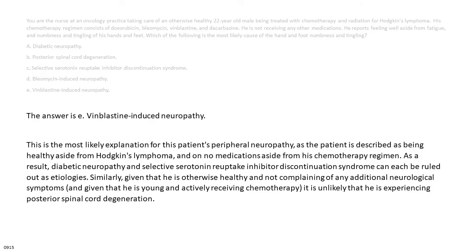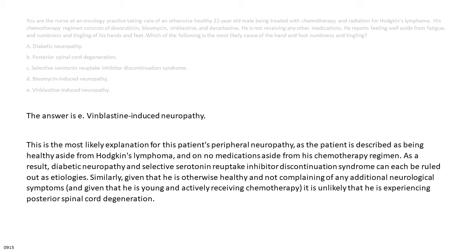The answer is E. Vinblastine-induced neuropathy. This is the most likely explanation for this patient's peripheral neuropathy, as the patient is described as being healthy aside from Hodgkin's lymphoma, and on no medications aside from his chemotherapy regimen. As a result, diabetic neuropathy and selective serotonin reuptake inhibitor discontinuation syndrome can each be ruled out as etiologies.